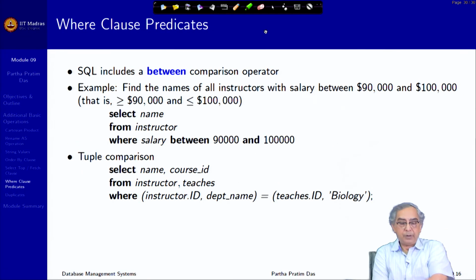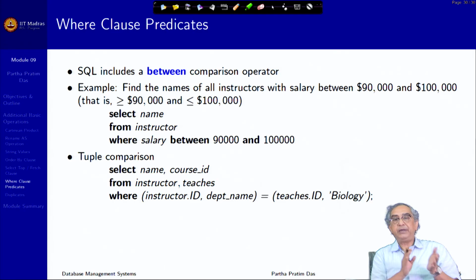I will talk about some more convenient stuff in the where clause. For example, many a times you need to put a range as a condition. So, you are saying the salary is between $90,000 and $100,000.